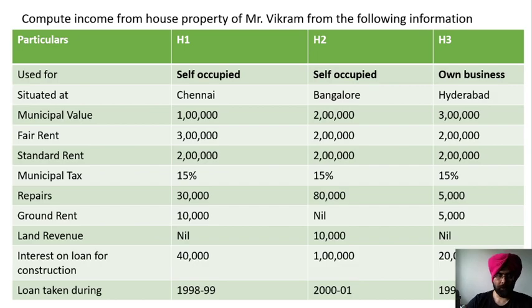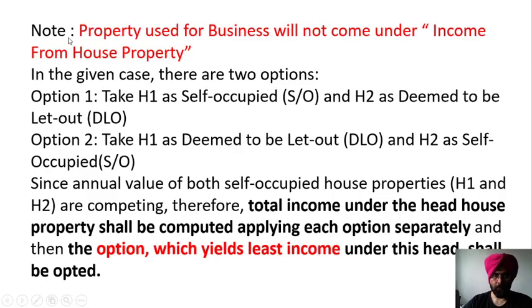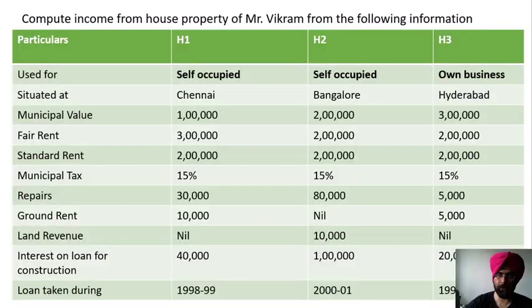So I am going to discuss the correct answer. We have discussed in the chapter income from house property, which is available on my profile Satbir Singh on unacademy.com, that properties used for business will not come under income from house property, because they are not chargeable under that head. So house number 3 we will ignore completely in this case, because it is used for own business. Then we will concentrate on house 1 and house 2 property.